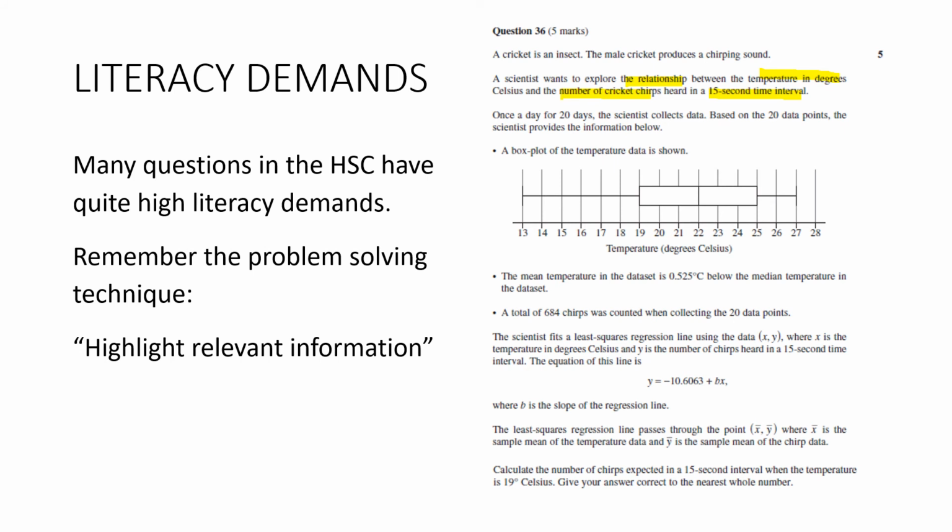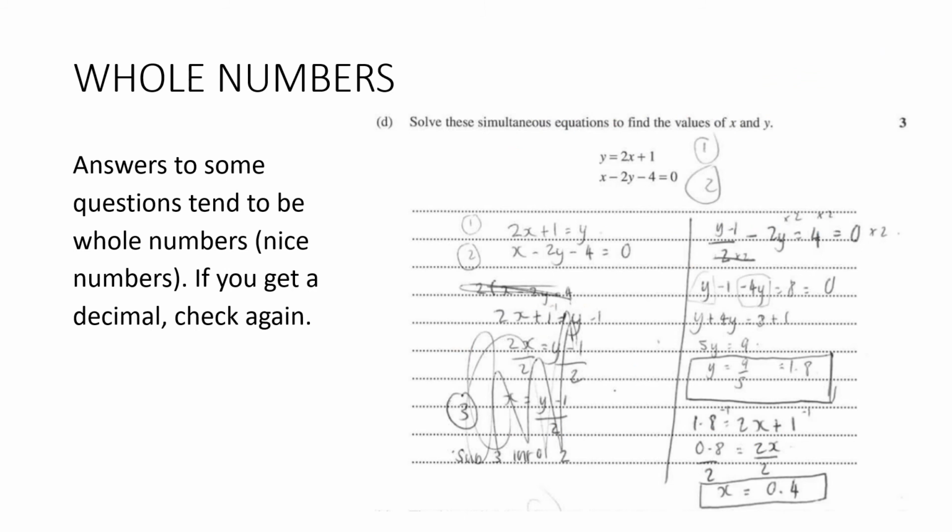Once a day for 20 days, the scientist collects data. Based on the 20 data points, they draw this box plot. The mean temperature is 0.525 degrees below the median temperature, and a total of 684 chirps was counted. It's when we get down to here, actually, that we figure out what the question's all about. Fits a least squares regression line. So this is bivariate data. So when you're reading through that in your reading time, you get down to there and think, okay, I do know what this is about, and you start to make a plan for how you might be able to answer the question. Now here's a couple of tips.